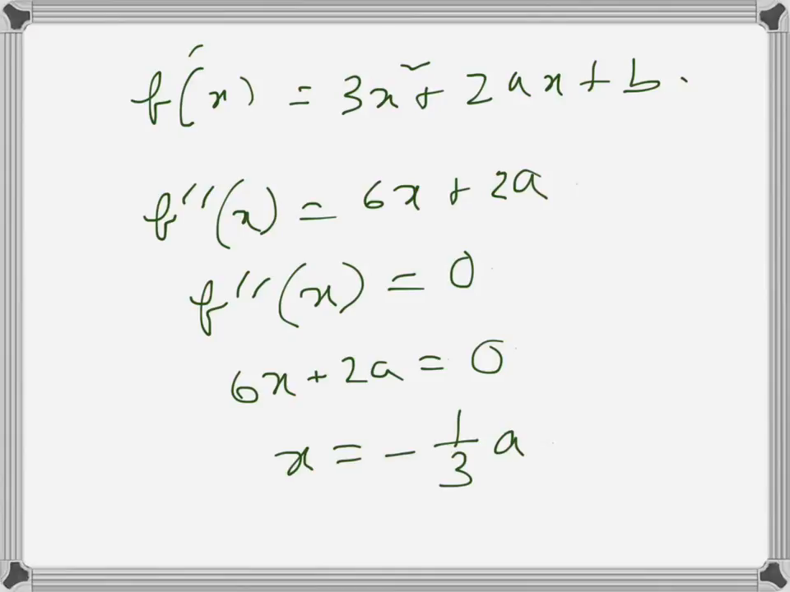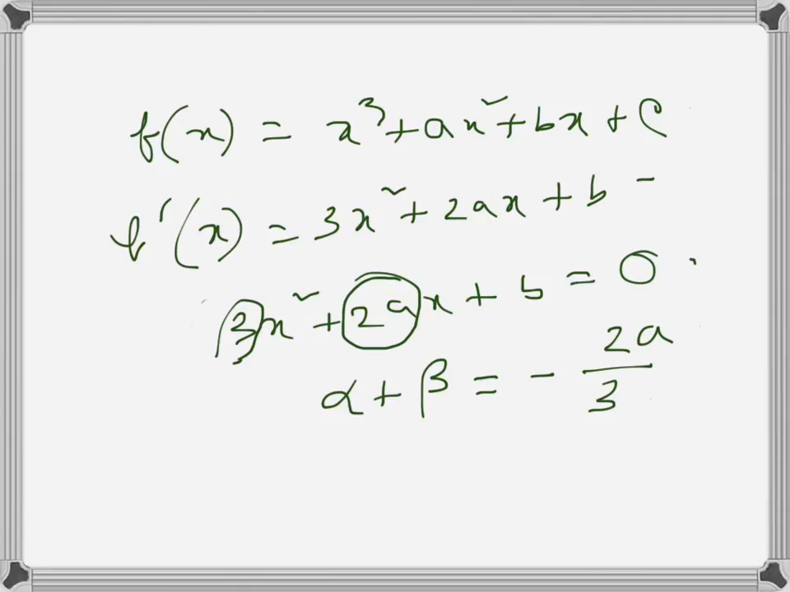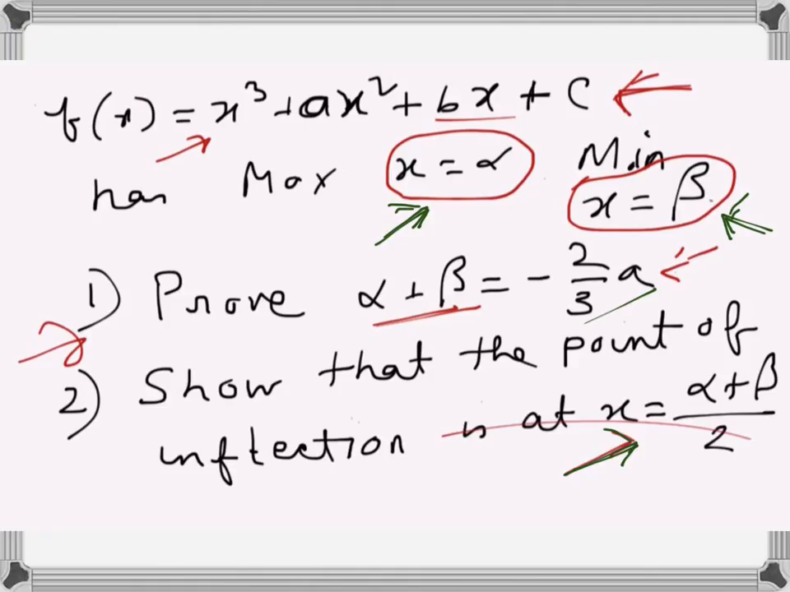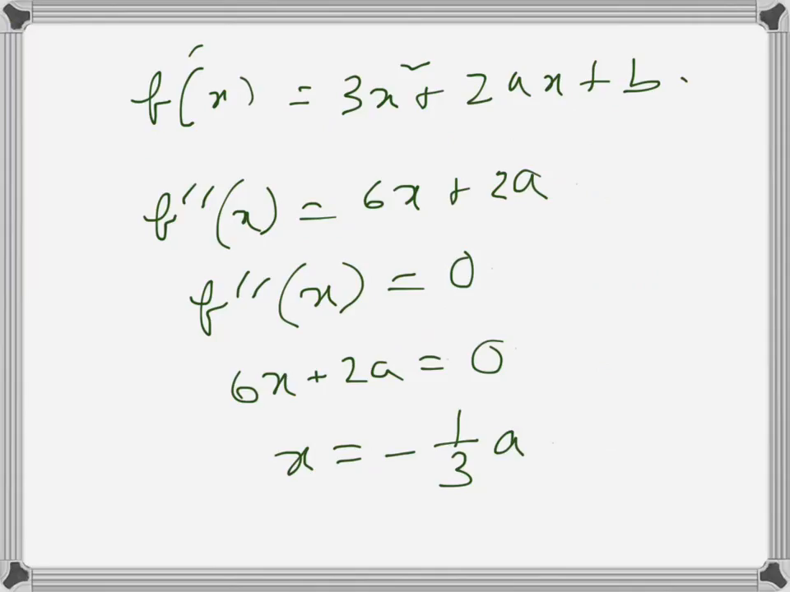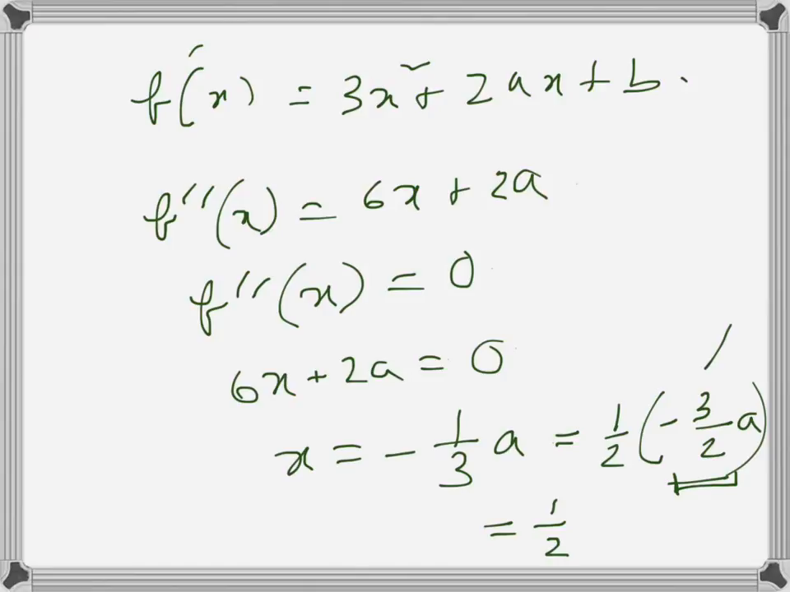We need to prove that x is equal to alpha plus beta over 2. We have alpha plus beta from the first identity that we proved. So we will rewrite minus 1/3 a as a half times minus 2/3 a, and basically this part is alpha plus beta. We are trying to write it in terms of alpha plus beta. So here we go, we get the second part.